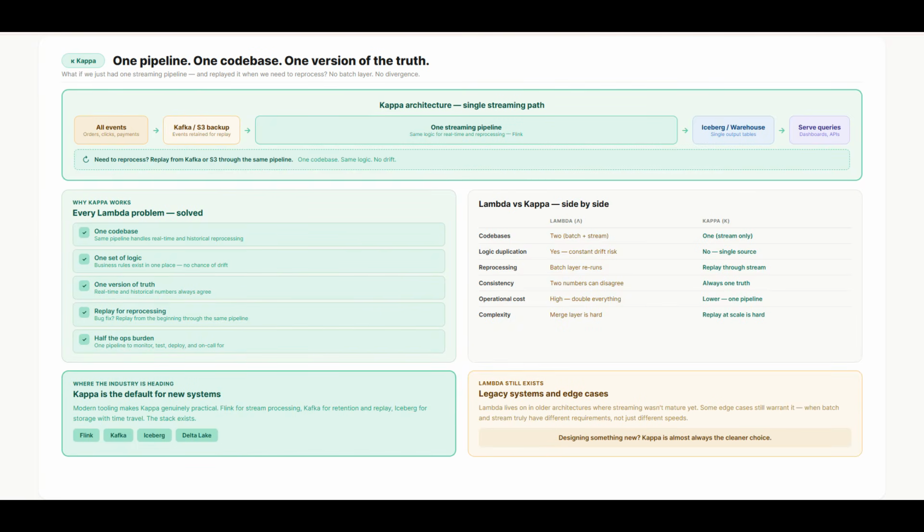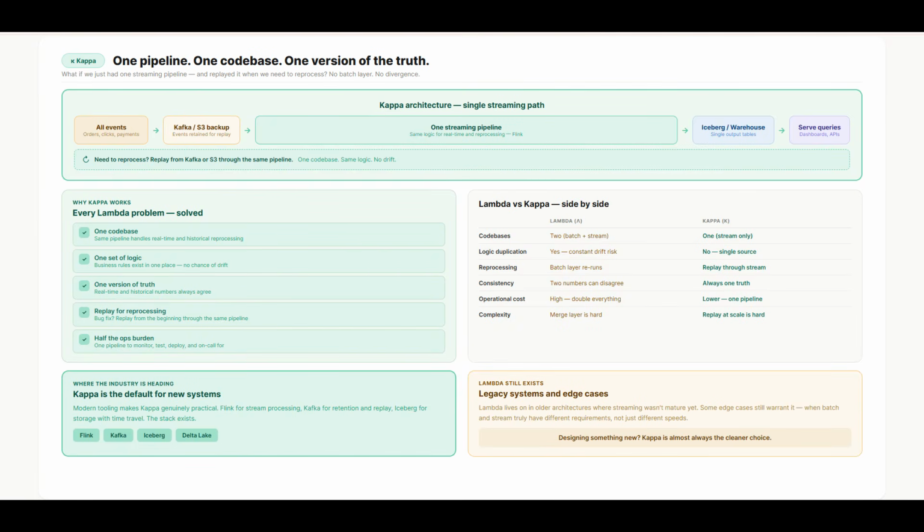The idea is, what if we just had one pipeline, streaming only, and when you need to reprocess historical data, you just replay it through the same pipeline. This is where Kafka's message retention becomes crucial, because if your raw events are still sitting in Kafka or backed up in object storage, you can replay from the beginning, run it through your streaming pipeline, and rebuild your entire history. One code base, one set of logic, one version of the truth, no divergence.